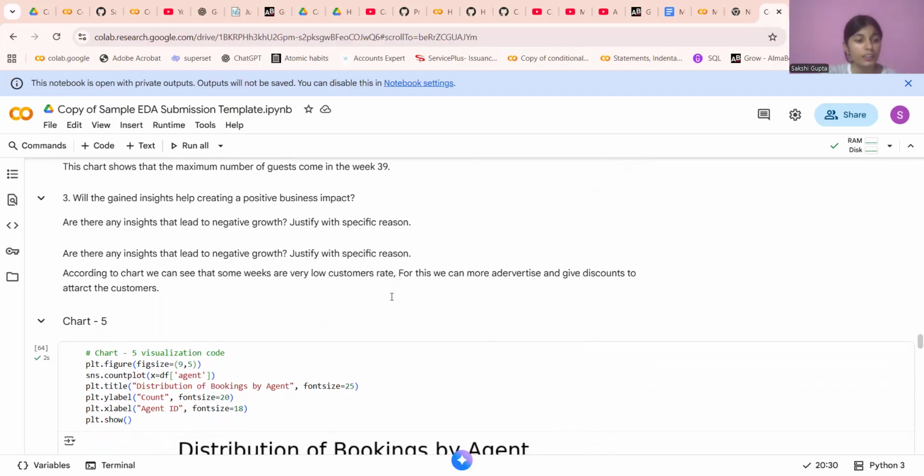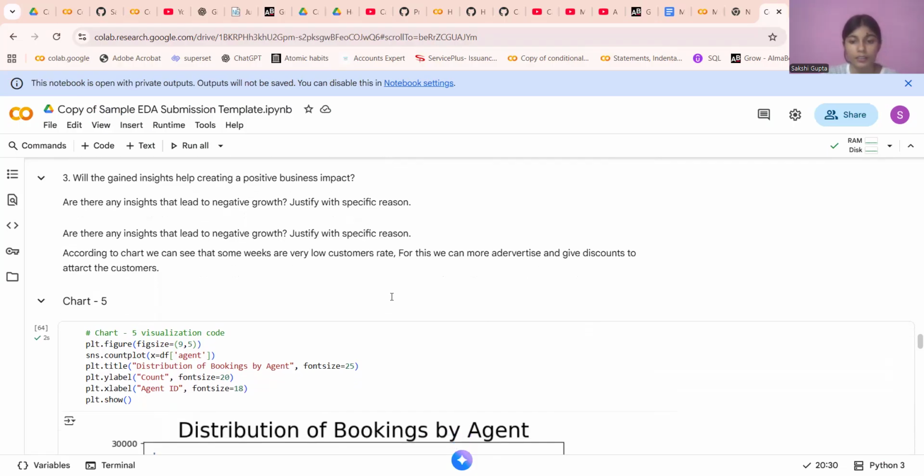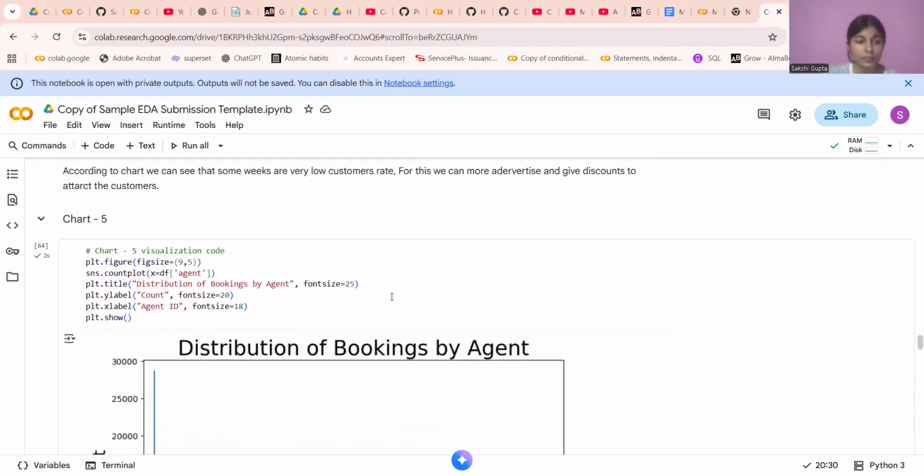Third question is, will the gained insight help create a positive business impact? The answer is according to the chart, we can see that some weeks have a very low customer rate. For this we can run more promotions and give discounts to attract the customers.